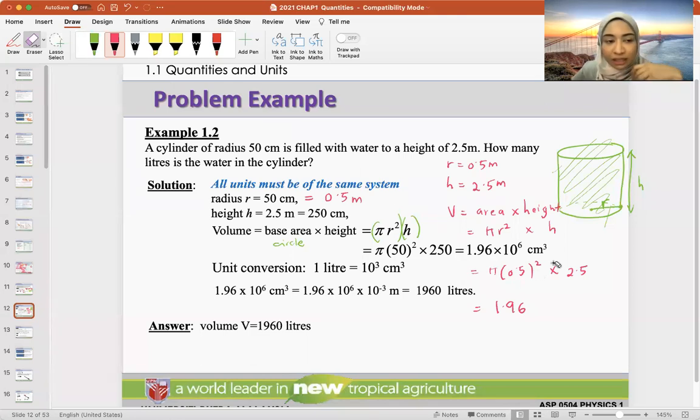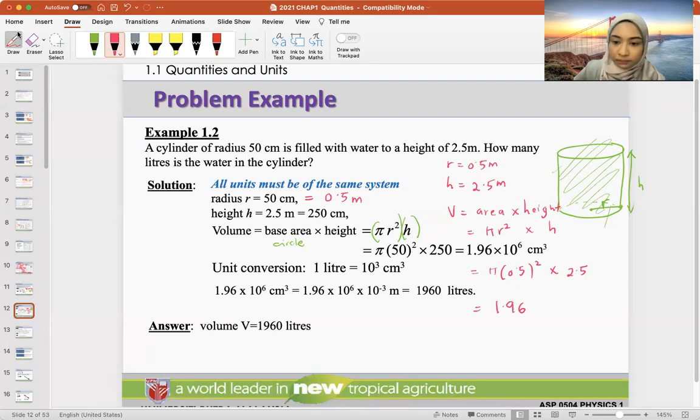So you get 1.96. What should the unit be in this case? It's pretty simple. I think you know this already. They just like revision je ni sebenarnya. Revision of your high school. No one's going to try? You don't know what the unit is? Cube. Apa yang cube? Meter cube, yes.